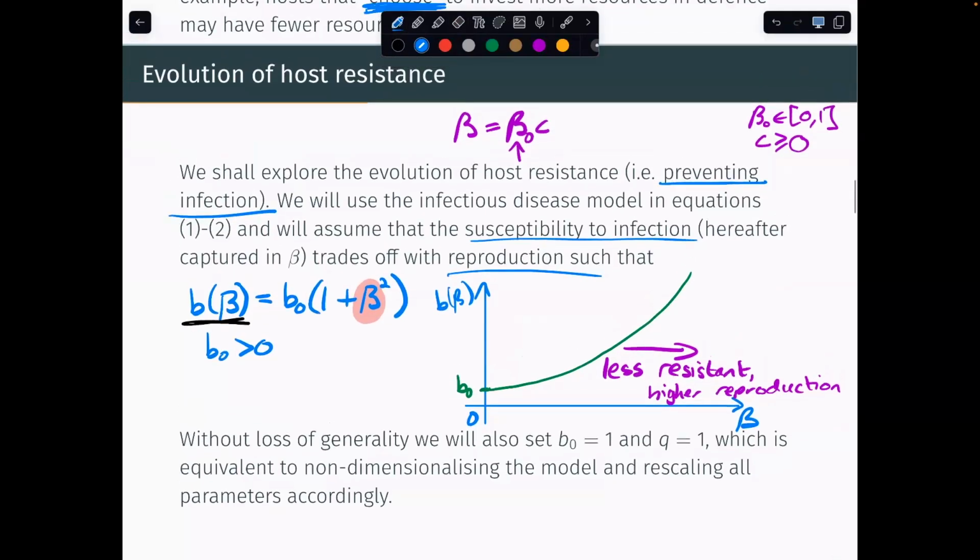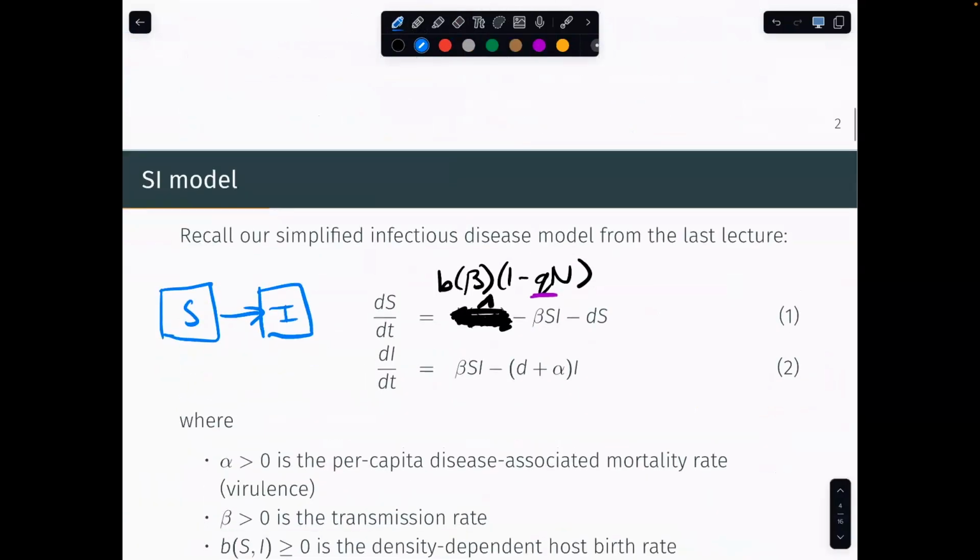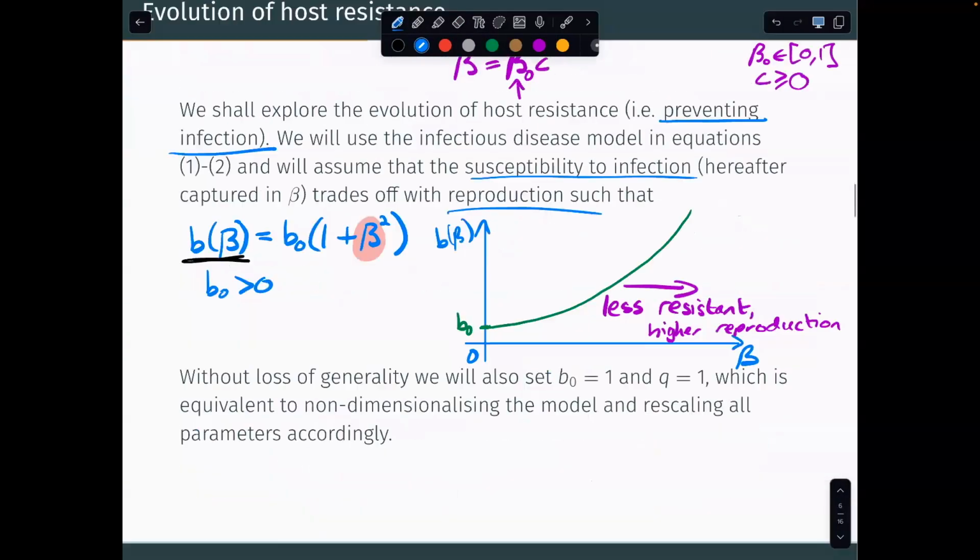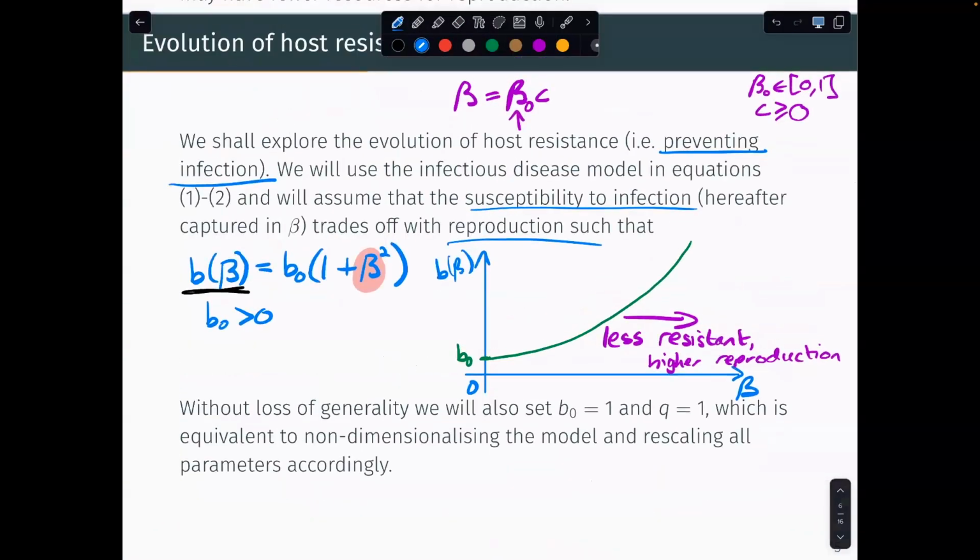Okay, so what are we going to do? Well, we can actually non-dimensionalize our SI model from up here. What I mean by that is we can rescale time according to one of the rates in our system, and we can rescale the population densities as well by one of the other parameters. This is essentially the same as setting one of our rate parameters. This here I'm going to choose as B0 from our trade-off, being equal to 1, and I'm going to set Q as equal to 1 as well.